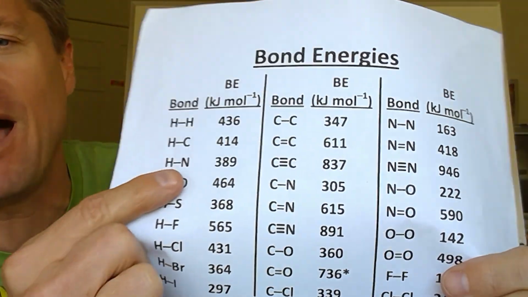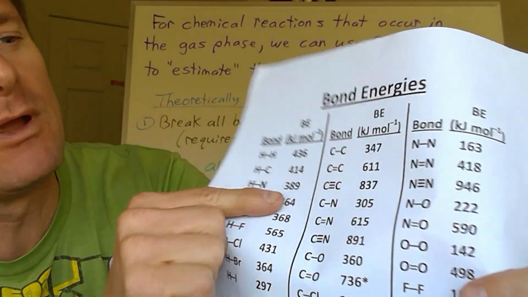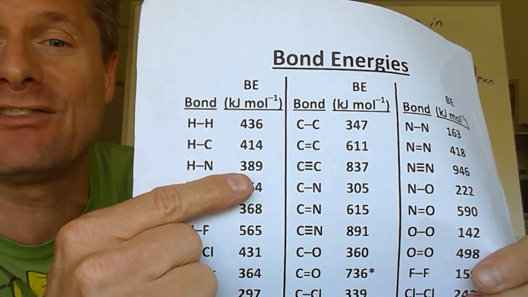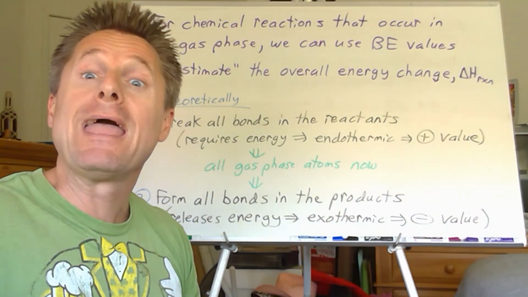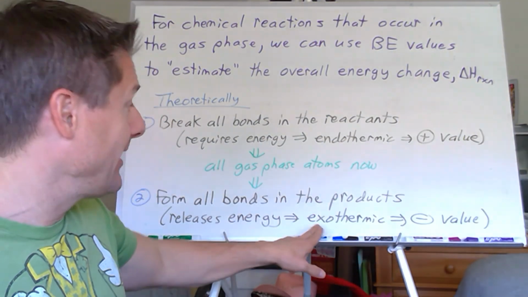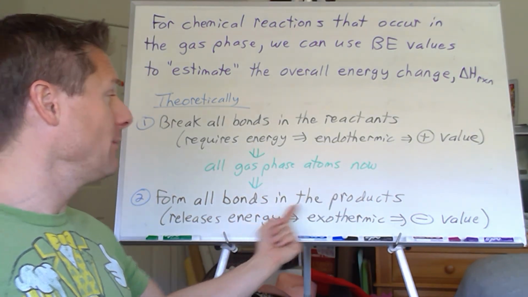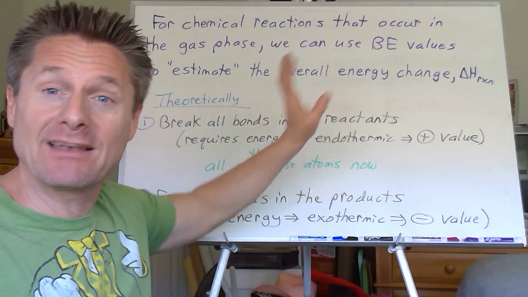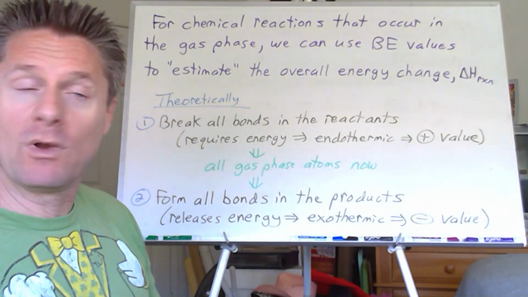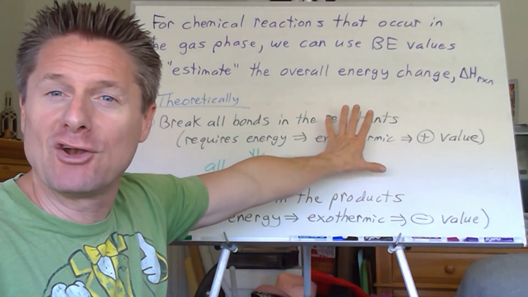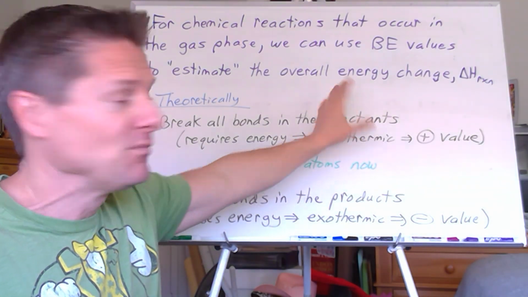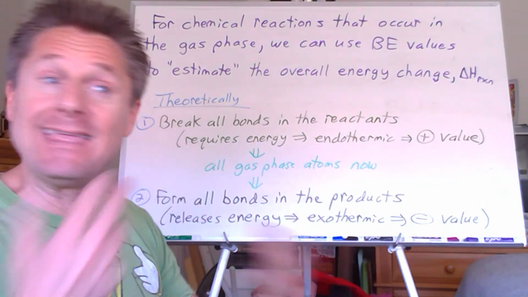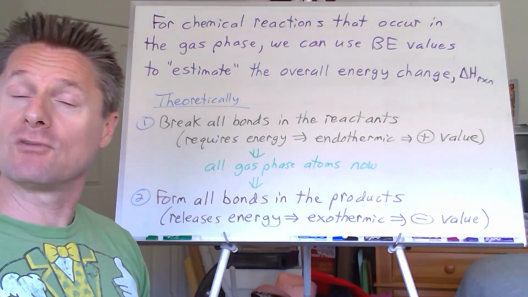So to sever a nitrogen-hydrogen bond would require 389 kilojoules per mole. When we form it, it would release 389 kilojoules per mole, or be negative. Oh, that's exothermic. So forming the bonds is a negative value. Breaking the bonds is positive. So break the reactant bonds, form the product bonds. So would it make sense if we summed all the bond energies of the reactants and subtracted all the bond energies of the products? That would be the overall energy change.